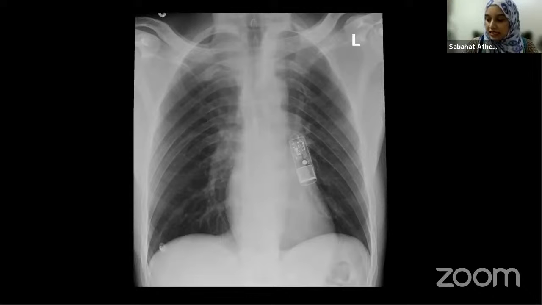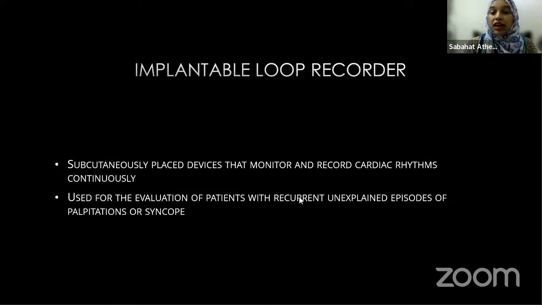What device is this? We don't see it very often. Okay, this is an implantable loop recorder. It is placed subcutaneously, and it records the cardiac rhythms. It is used for the evaluation of patients who have recurrent unexplained episodes of syncope and palpitations. Let's go back again.